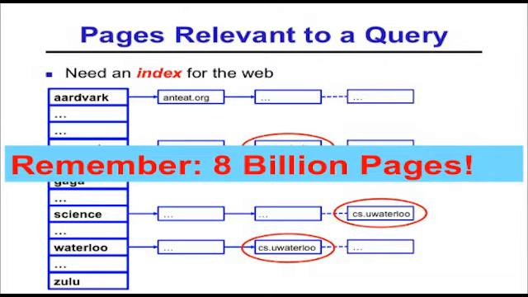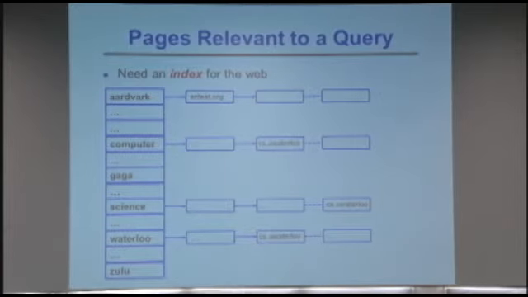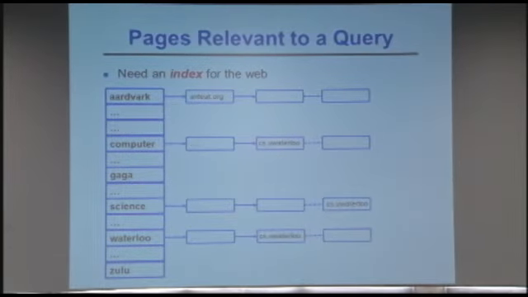And the answer is that you need an index for the web. So just like in a textbook, in the back, you have an index that tells you for every word, here are the pages on which this word occurs. You also need, or Google needs, an index of the web that has a list of all the words in the English language, but not just in the English language, a list of all the words in all the languages, including proper nouns, common nouns, misspelled words. And for each word, you store a list of pages on which this word occurs.